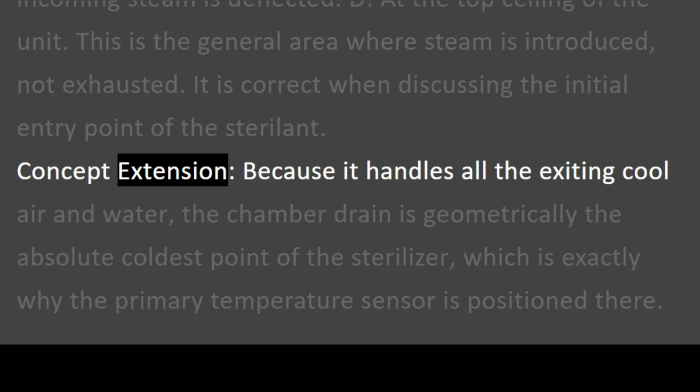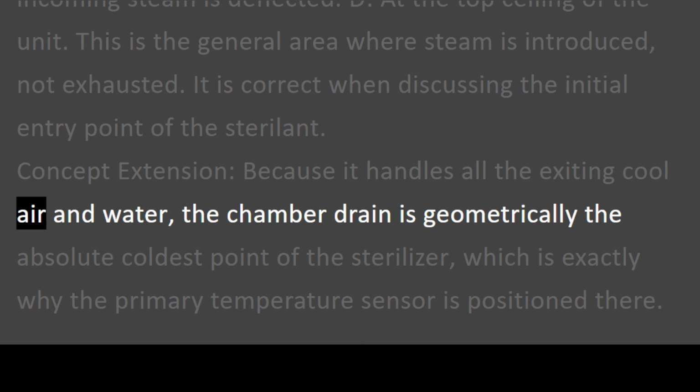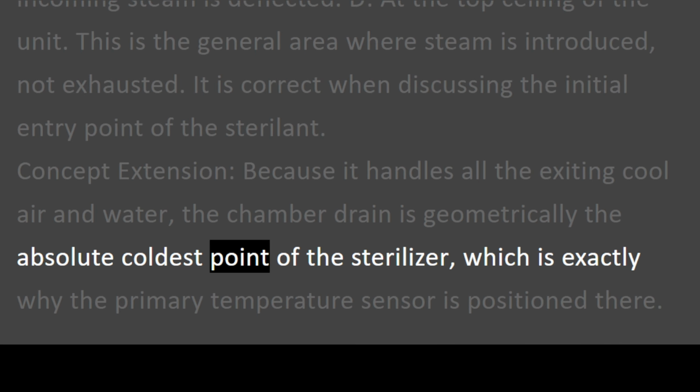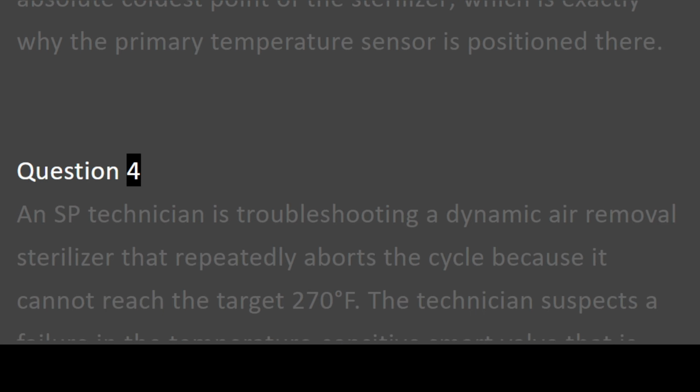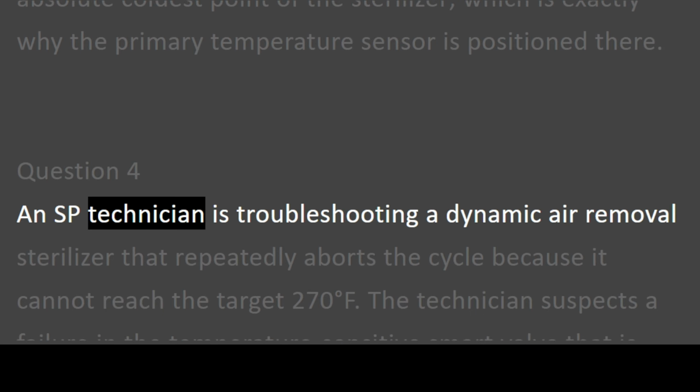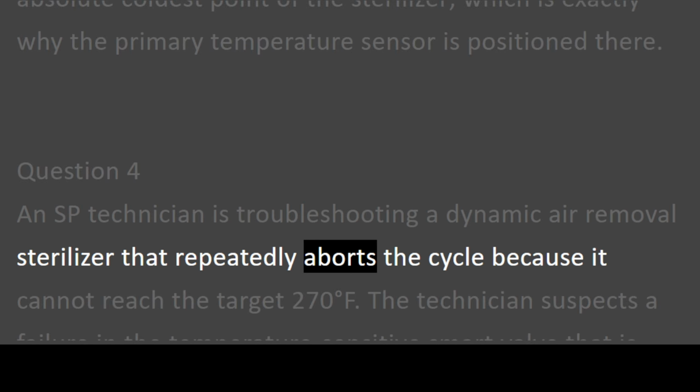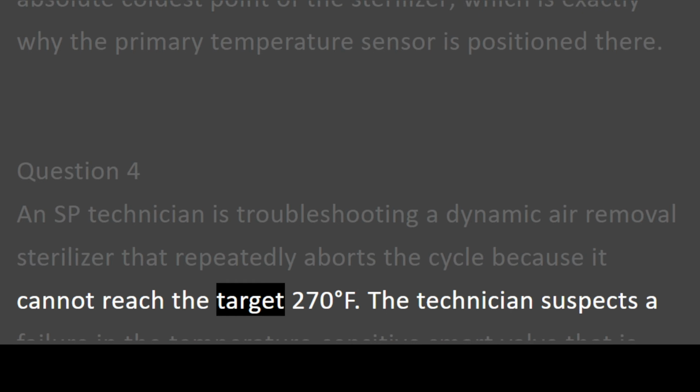Concept extension. Because it handles all the exiting cool air and water, the chamber drain is geometrically the absolute coldest point of the sterilizer, which is exactly why the primary temperature sensor is positioned there. Question 4. An SP technician is troubleshooting a dynamic air removal sterilizer that repeatedly aborts the cycle because it cannot reach the target 270 degrees Fahrenheit.